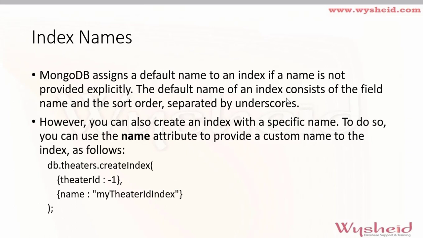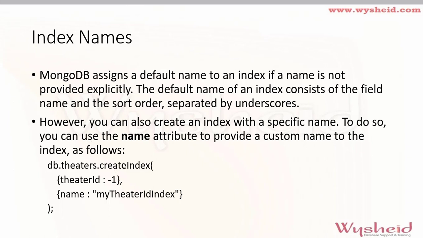But if you want to create an index with a specific name, then while creating the index, we have seen that we pass the field name and the sorting order as an argument. As a second argument to the createIndex method, you can pass the name of the index. So let's see an example here.